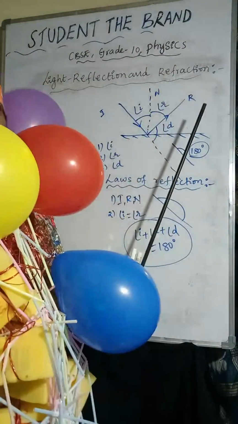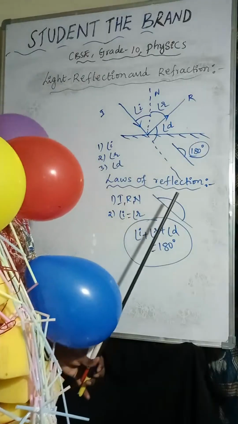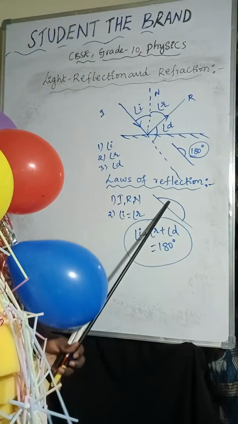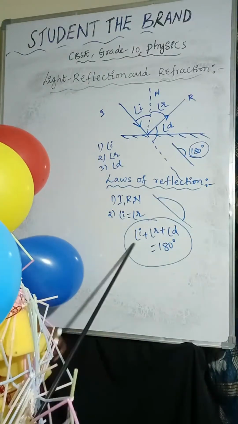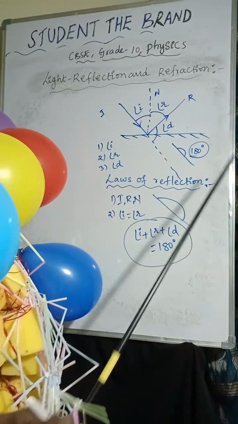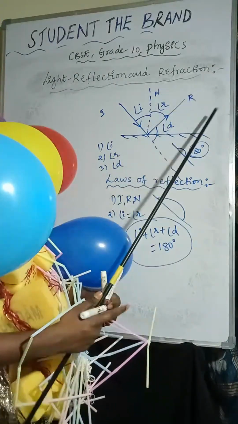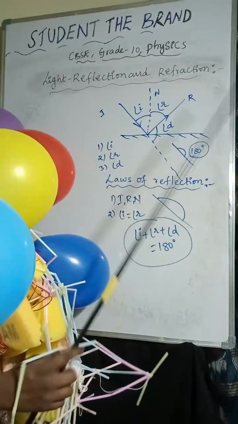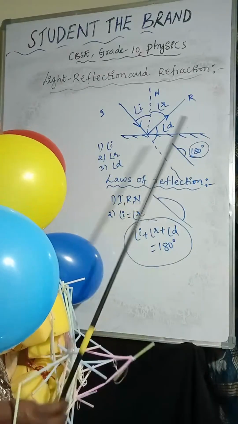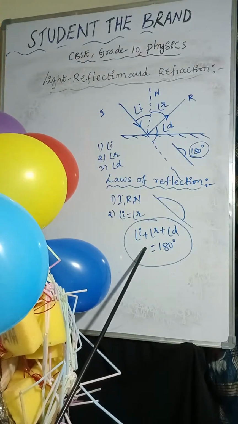In this case, angle of incidence plus angle of reflection plus angle of deviation equals 180 degrees, because it is a linear angle, and a linear angle is 180 degrees. You can observe here, angle of incidence plus angle of reflection plus angle of deviation equals 180 degrees.